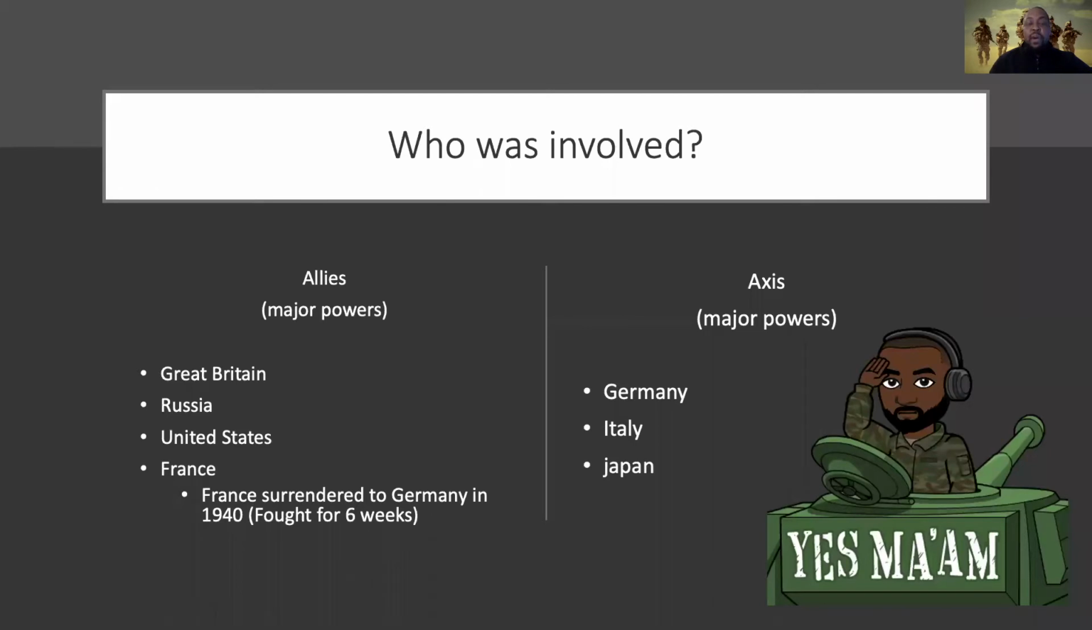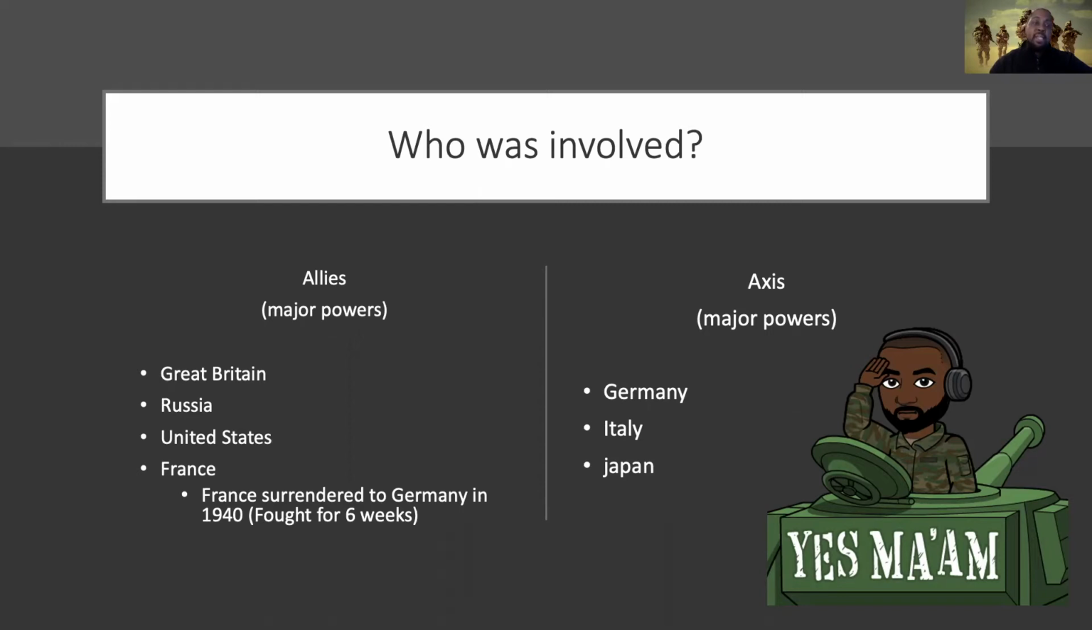All right, so who was involved in the war at this time? So we have Allies and we have the Axis. Ally is a state formally cooperating with another for a military or other purpose. Axis is the complete opposite. The Allies of World War II were the countries that fought against the Axis powers during the conflict. The Axis powers were the nations that fought in World War II against the Allies.